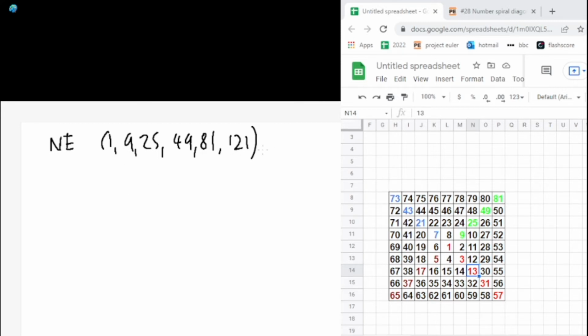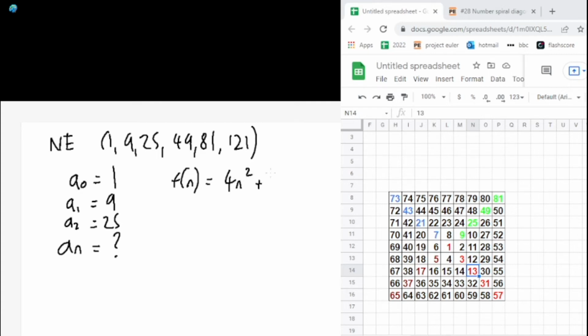So let's say we want to find an equation that will give us the nth term in this sequence. So A0 is 1, A1 is 9, A2 is 25, but what is the generic equation for AN? That's what we want to know. This took me ages and ages to work out. I think it's this: 4n squared plus 4n plus 1. I'll just prove that this works.